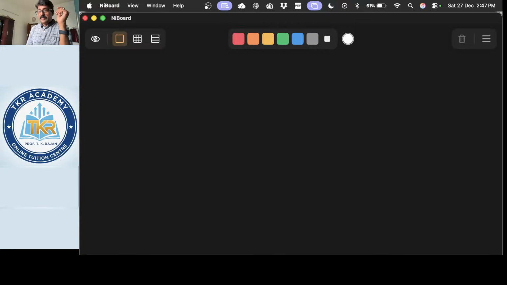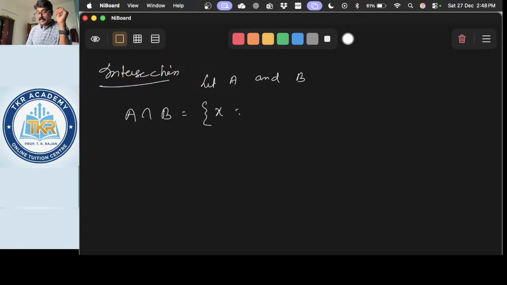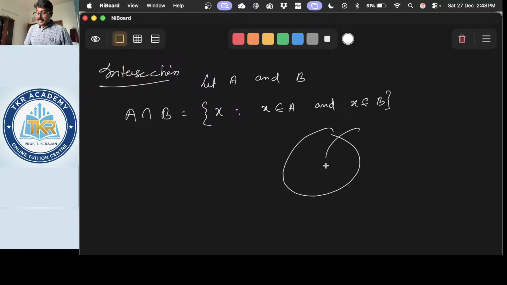Now, another operation on sets is intersection. Intersection of two sets. Let A and B be two sets. Then A intersection B, we write symbolically like this. This is the set of all x such that x is in A and x is in B. That is, the set of all common elements in A and B is denoted by A intersection B. By using a picture, it is very clear.